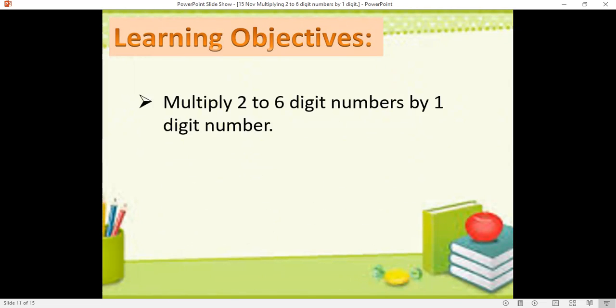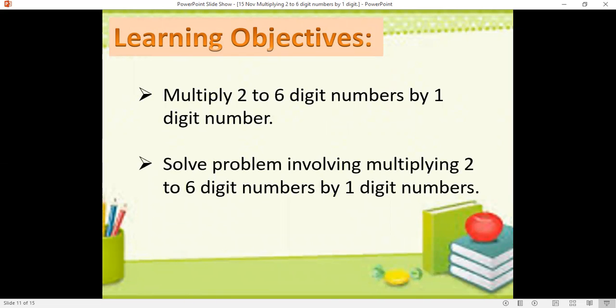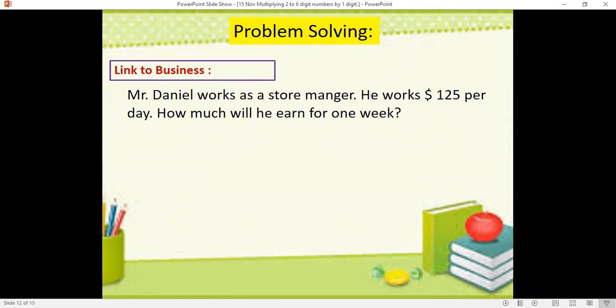Now, so we are done with the first learning objective. Then we have to go to the next, which is to solve word problems. Let's read together. So Mr. Daniel works as a store manager. He works with $125 per day, how much will he earn for 1 week?